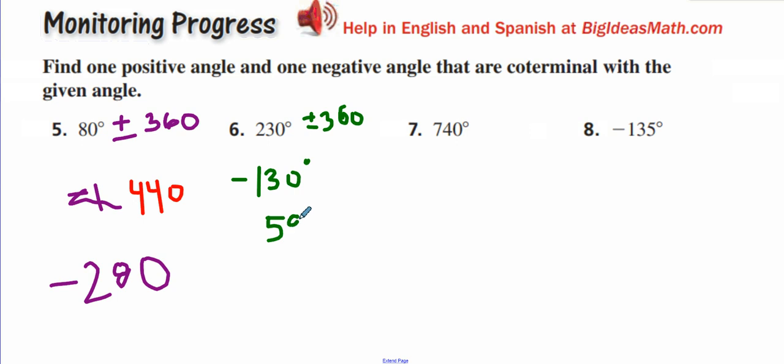And again, there's actually an infinite amount of these. If you wanted to find the next one and not use negative 130, if you wanted to do extra work and subtract 360 twice, that would also give you another negative angle. If you wanted to add 360 twice, that would give you another positive angle.